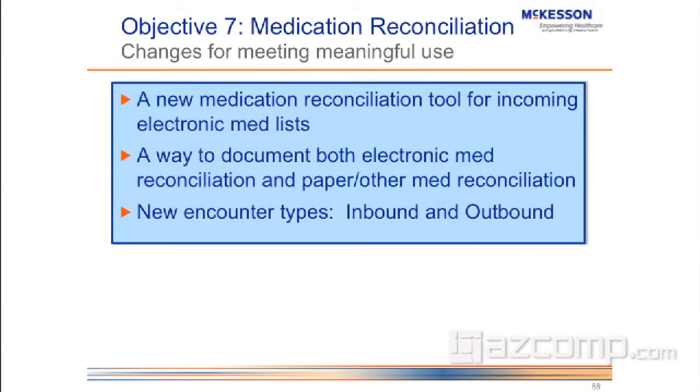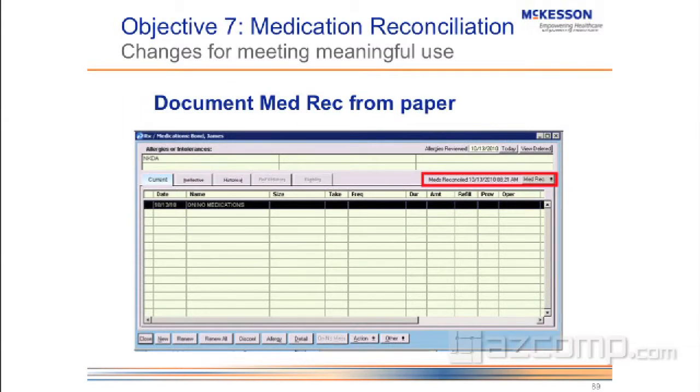So a new medication reconciliation tool is going to be available on the current medication list. There's going to be a way to document both electronic and paper MedRecs. And the new encounter types are going to be inbound for the ones that you're receiving and outbound for the ones that you're sending out. Here's the document MedRec from paper. This is kind of the workflow that's going to be generated from that.